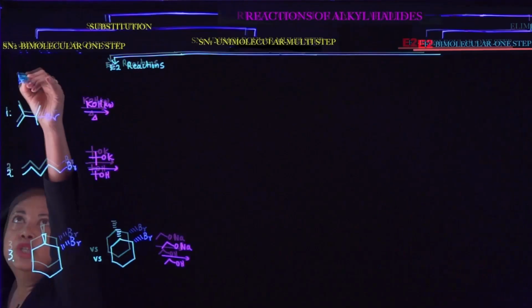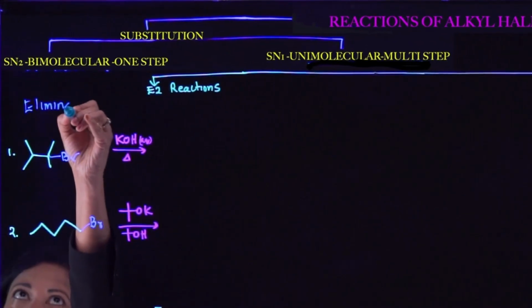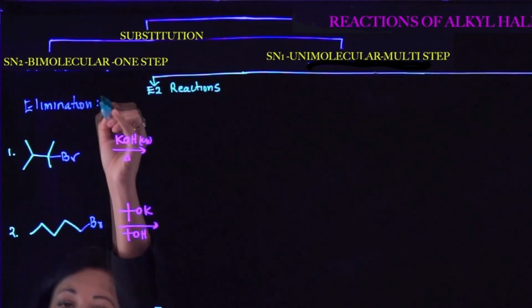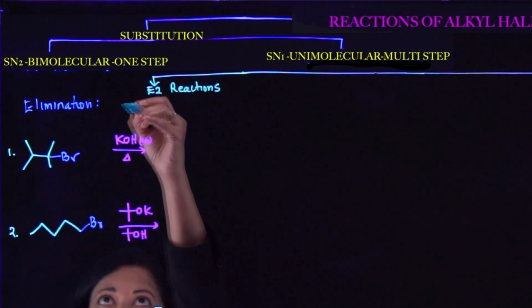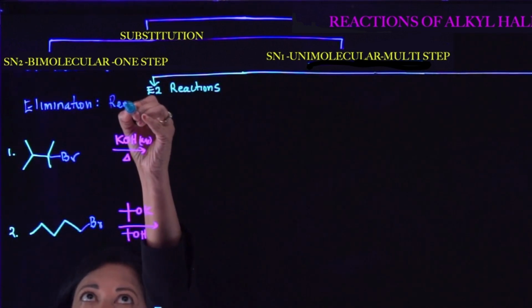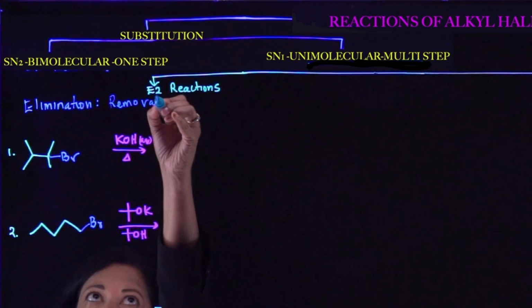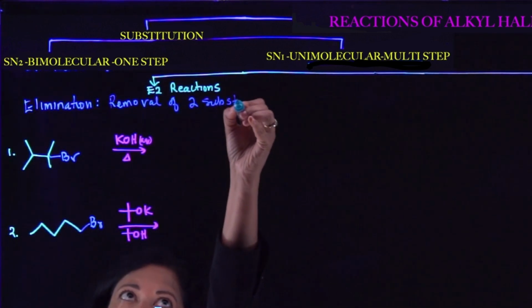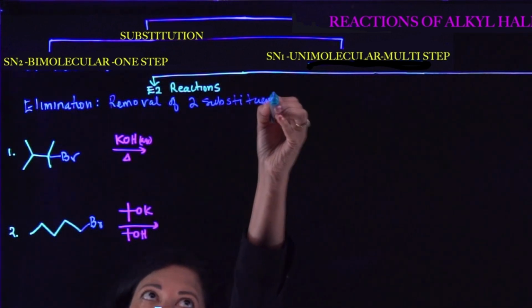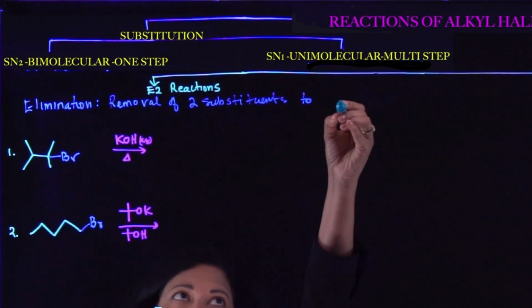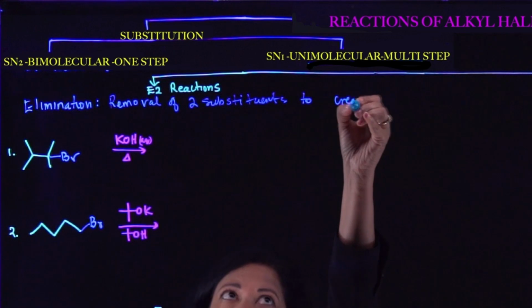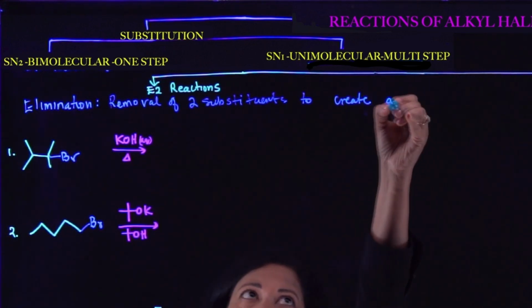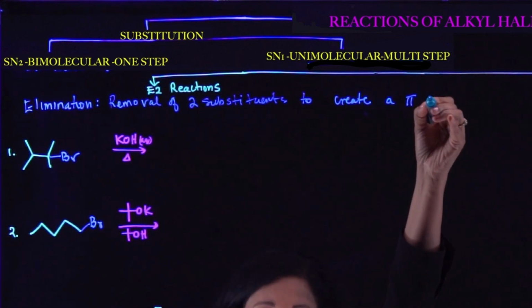So elimination is the opposite of addition. Here you remove, or removal of, two substituents, and most of the time the substituents are adjacent to each other to create a pi bond. Okay, so all eliminations result in a new pi bond.